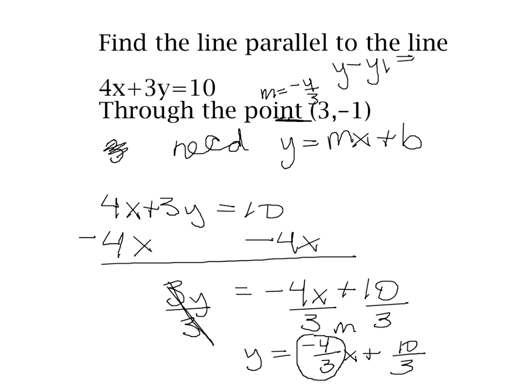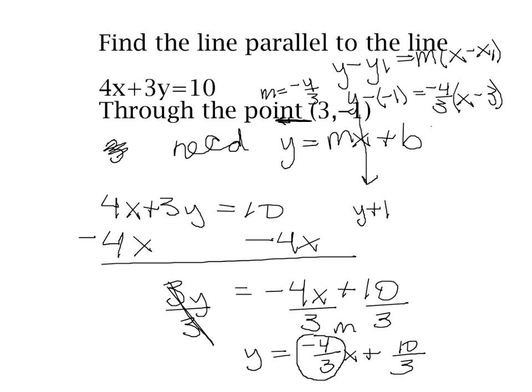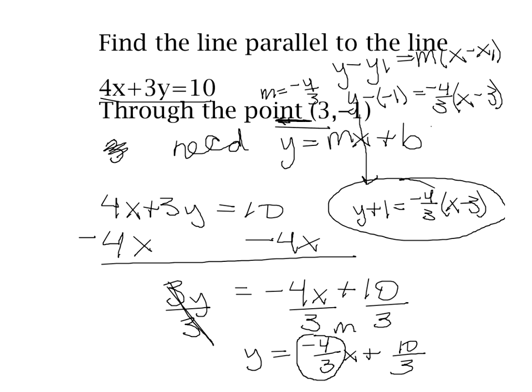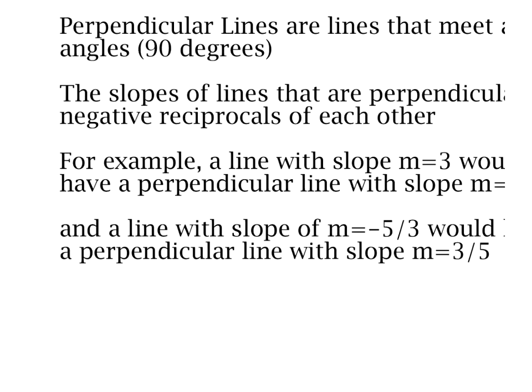So now I switch to the point slope form. There's my x1 and y1. So y minus a minus 1 equals minus 4/3 (x minus 3). And a minus is plus. So I'm going to come down here. y plus 1 equals minus 4/3 (x minus 3). And so that would be my line that's parallel to the given line through the point.